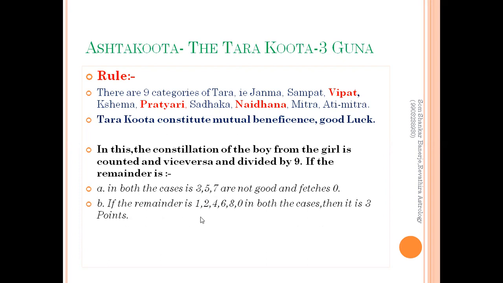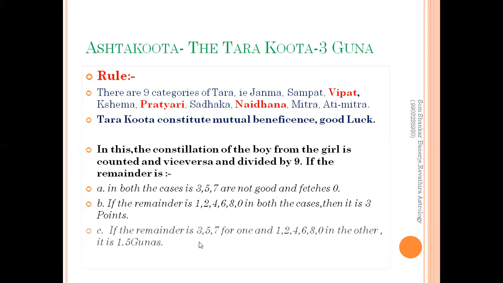If the remainder is 1, 2, 4, 6, 8, 0, meaning not this 3, 5, 7, in both the cases, then it is 3 points. They are very lucky towards each other. So Tarakuta is a very important factor. It's like the luck factor, you can say. And the last one, if the remainder from one side is 3, 5, 7 and the other one is 1, 2, 4, 6, 8, 0, then it is 1.5 gunas. That you have to understand.